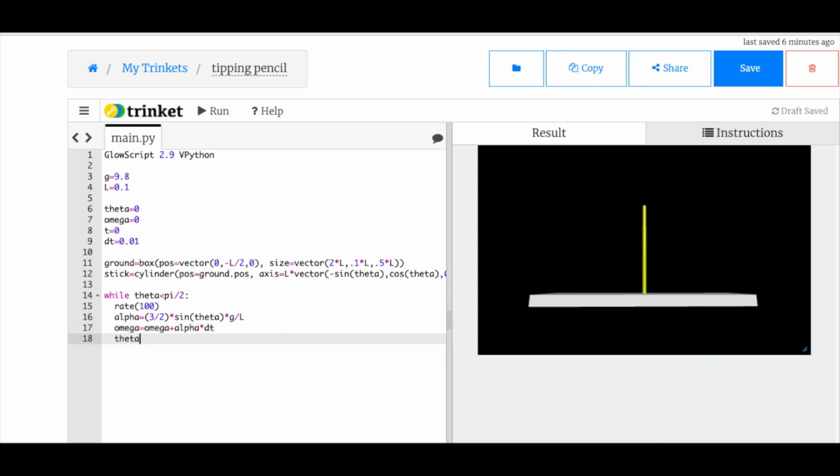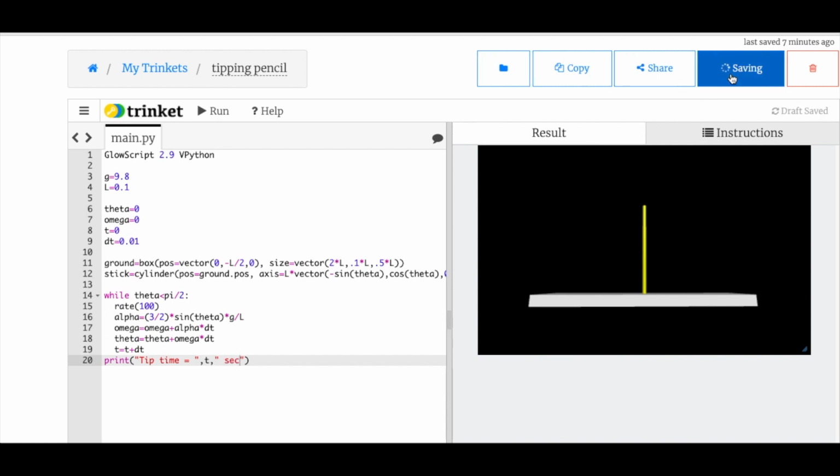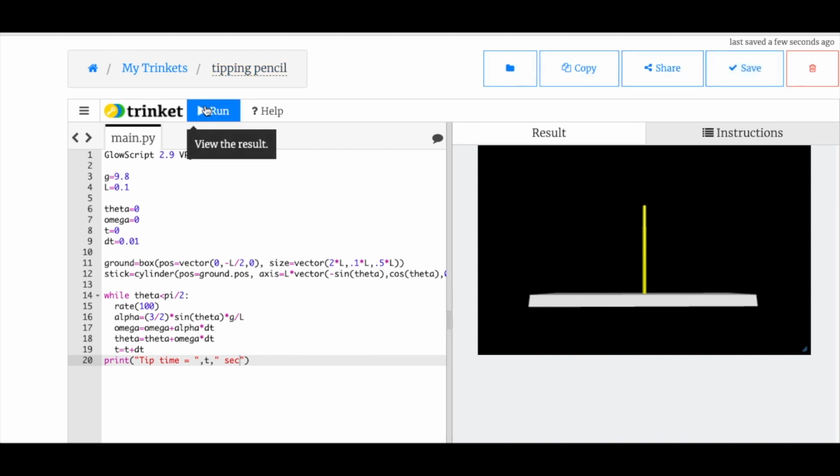Next, I'm going to update theta. Theta is equal, same thing, theta plus omega times dt, and update time. And let's print out the time, because that'll be tip time. T. And now I'm going to save it, and I'm going to run it.